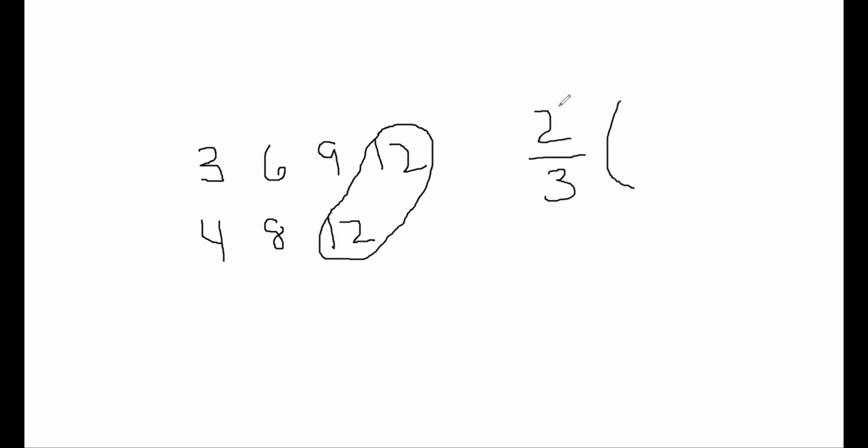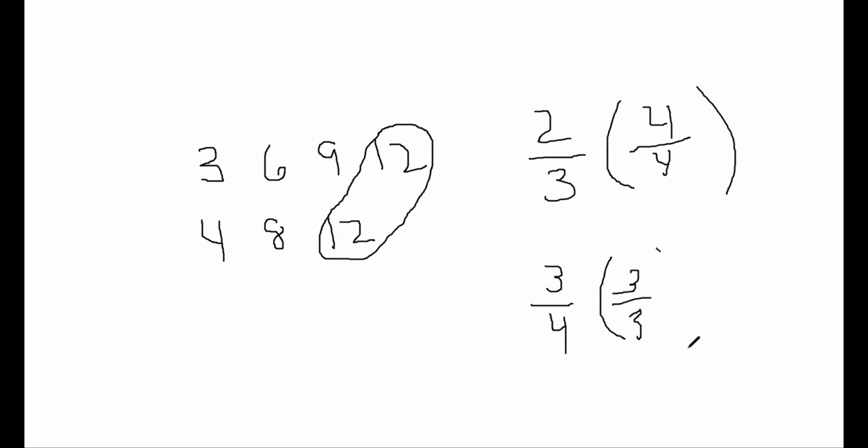1, 2, 3, 4. 4 over 4. And this one was 3/4. How many times did it take us to get to 12? 1, 2, 3 times. So it's going to be 3 over 3. And that's how you'll solve to change your denominator.